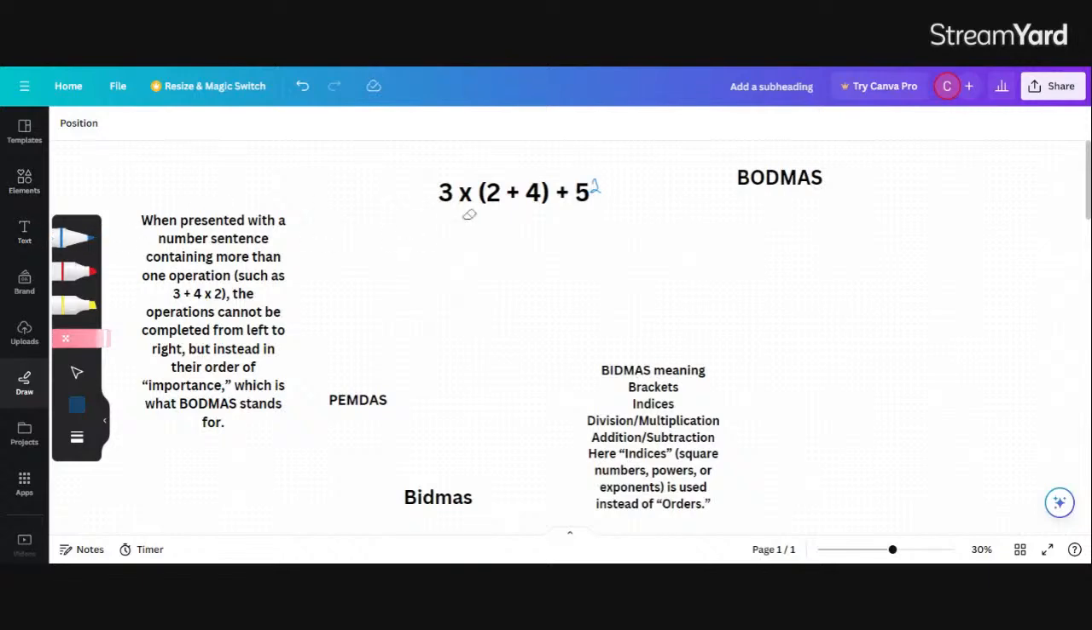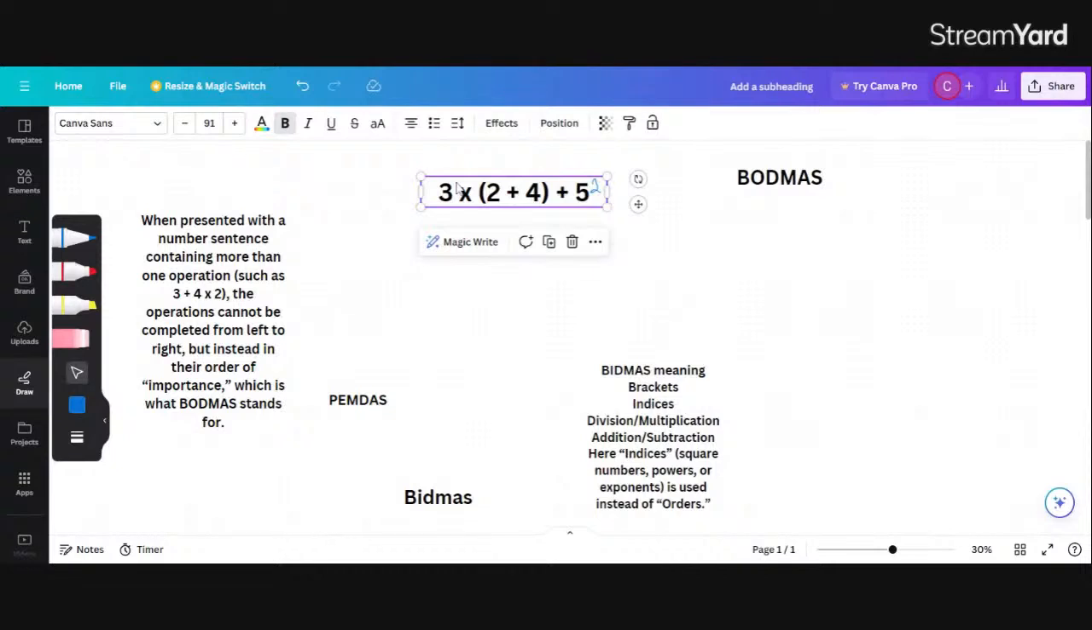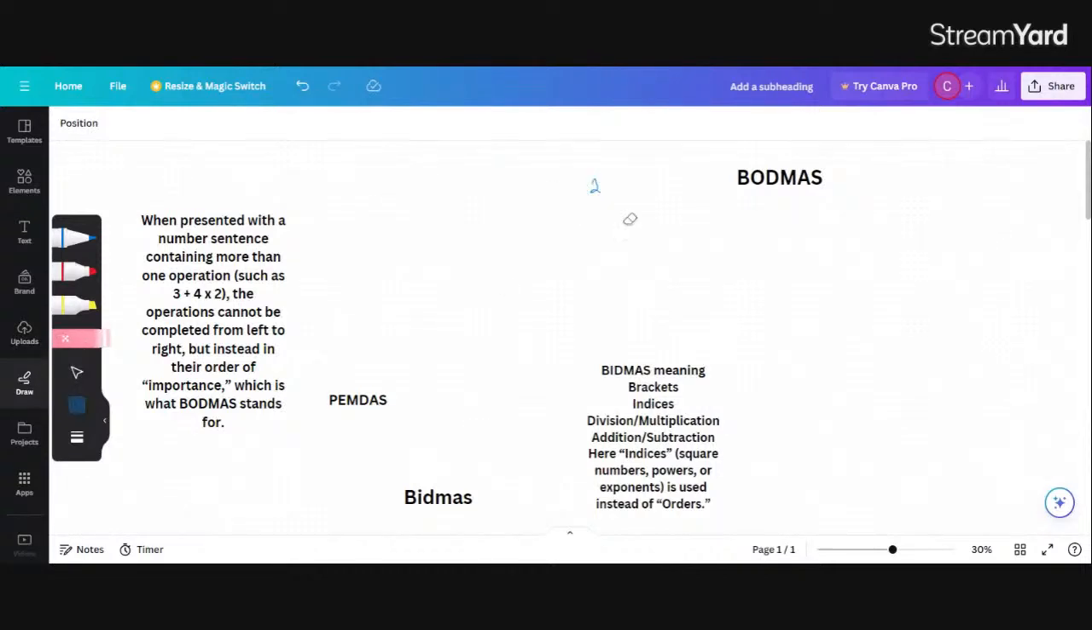Now let's go for another problem. So let's assume that we have 10 minus 2 plus 6. Okay, 10 minus 2 plus 6.